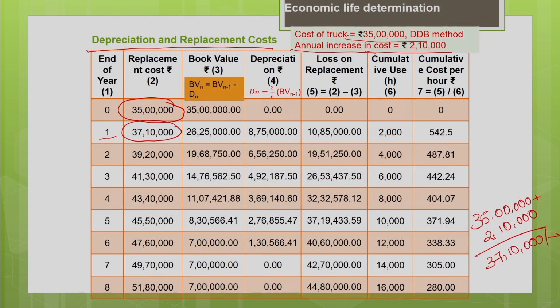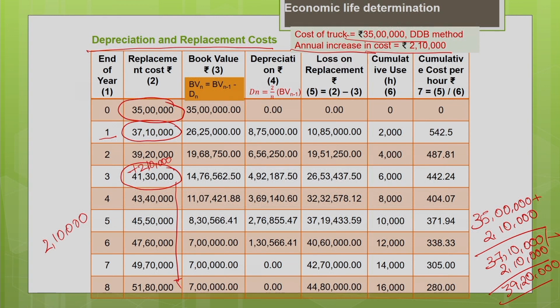Similarly, at the end of second year, if you would like to replace, then the cost will be 39,20,000. So, every year the cost increases by 2,10,000. Similarly, at the end of third year, if you want to replace, you have to increase further by 2,10,000. So, your cost will be 41,30,000. Like that, every year the cost increases by 2,10,000 due to inflation. This you have to take into account when you do the replacement analysis.